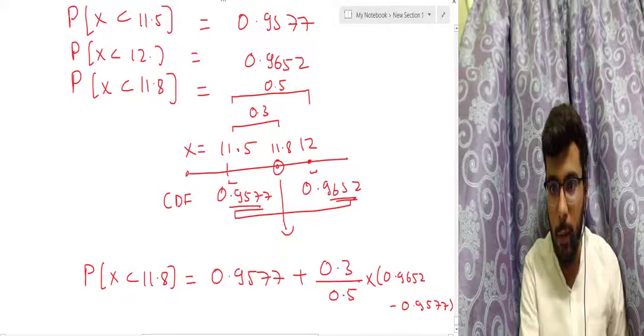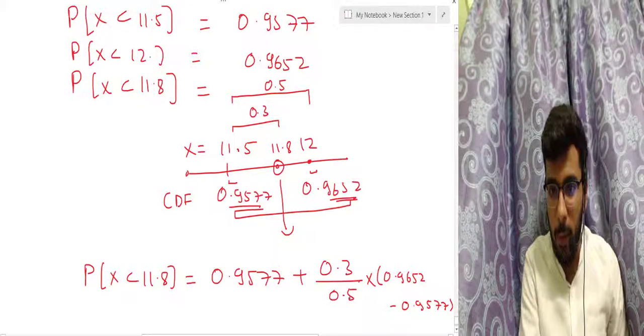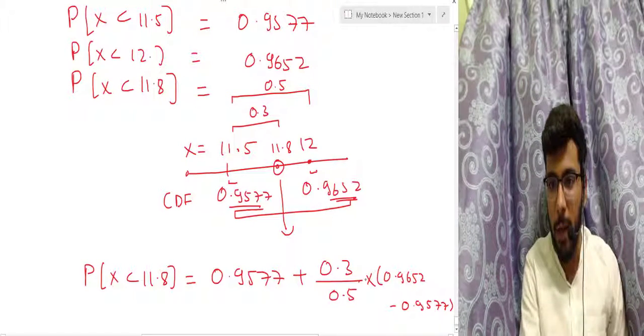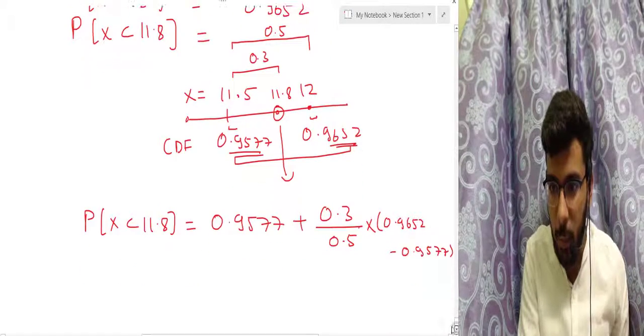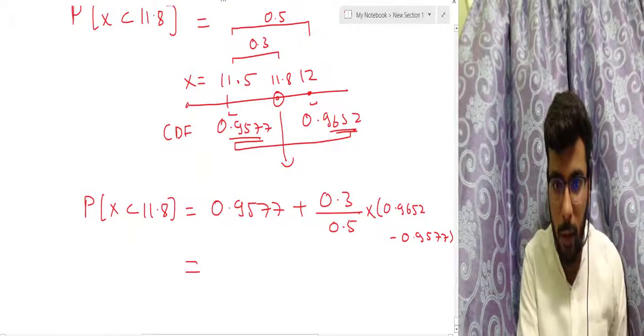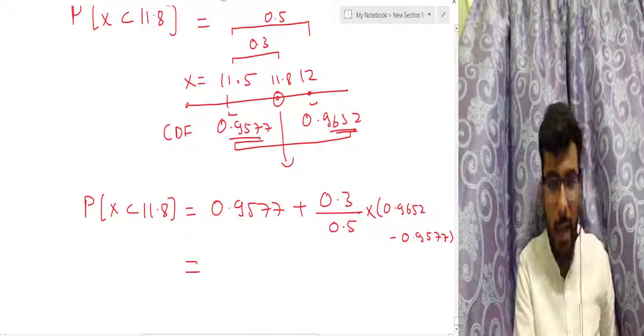and this value here. So you just want to go 3 steps out of a total 5 steps on this total gap between them, right? If the total gap is 5 steps, you are just taking a proportion of 3 by 5 on that. And that's how you interpolate. So this will give you your answer for probability x is less than 11.8.